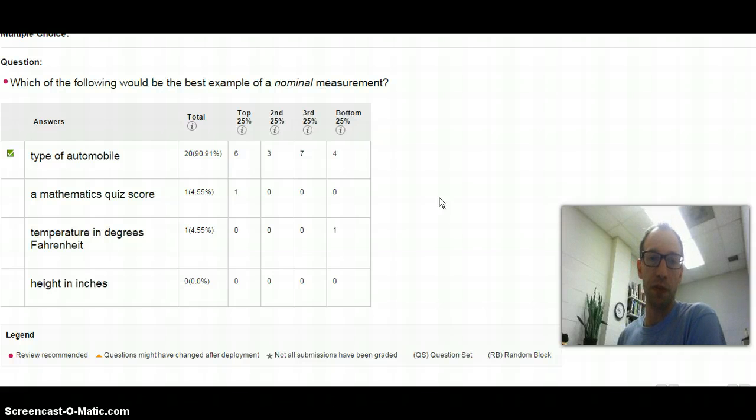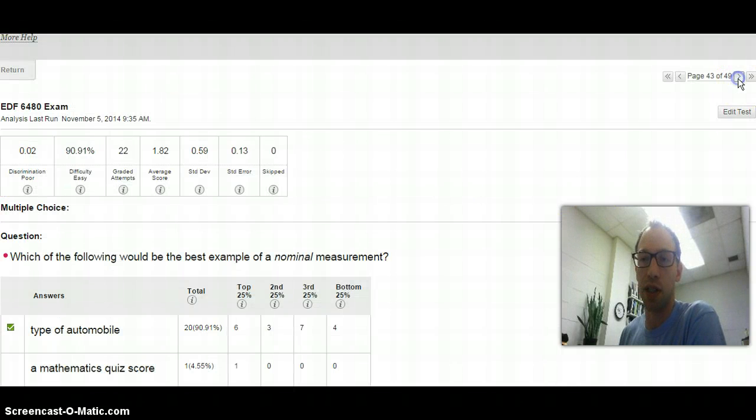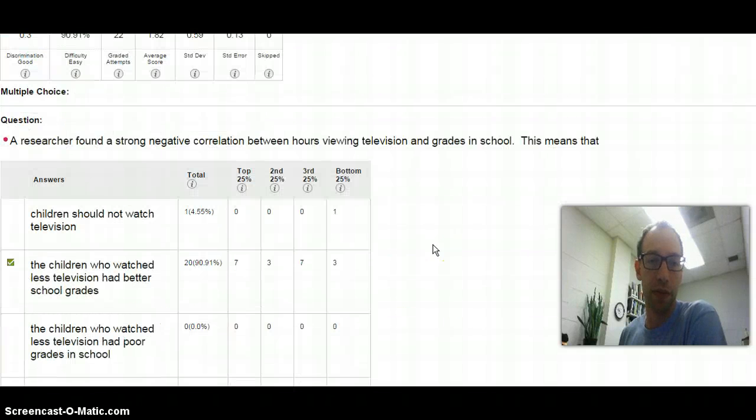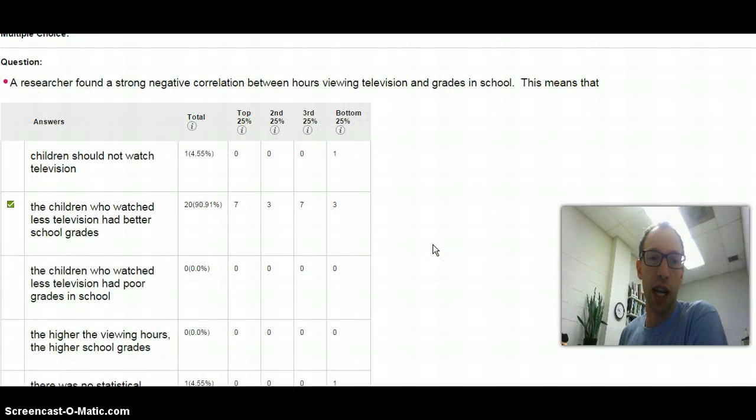Nominal, type of automobile color, something that you don't give a numerical value to, at least not a numerical value that you can meaningfully put into formulas and calculations. Okay, strong negative means as one variable goes up, the other one almost always goes down. Doesn't necessarily mean that one is causing the other, but that's what we have going on there.